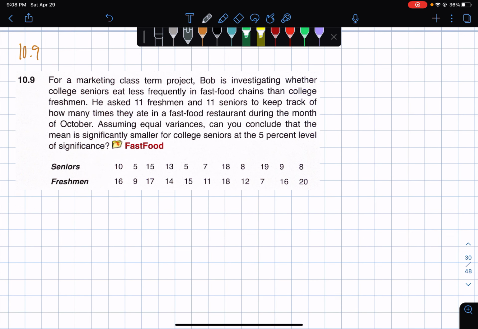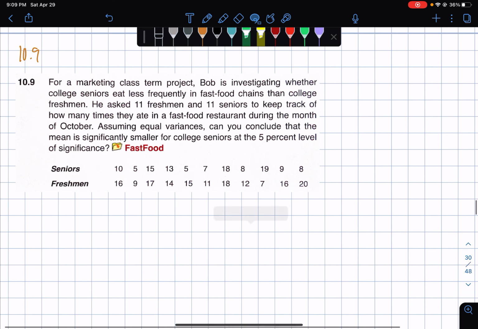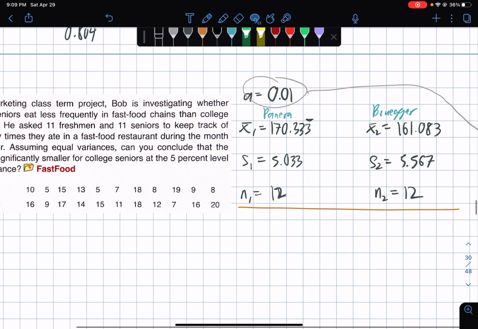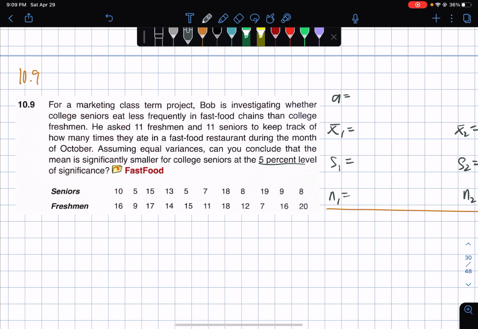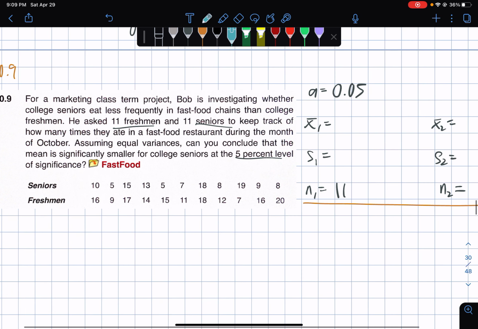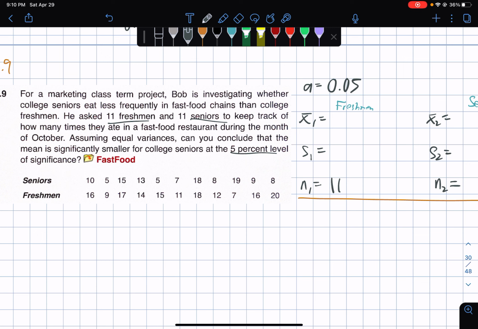For marketing class term project, publish investigator. Okay, just copy paste the details that we need. Okay, 5% level of significance, 0.05. He asked 11 freshmen and 11 seniors. So I bet this is for the freshmen. Oh, wait. Okay, let's say this is seniors, freshmen. No, I think freshmen comes first. I'm not sure if the order matters, but naturally, freshmen are first-year college people, and seniors are 4 years, I think. Yeah, 4 years. Freshman, sophomore, junior, senior.